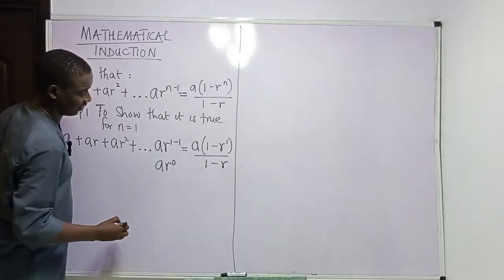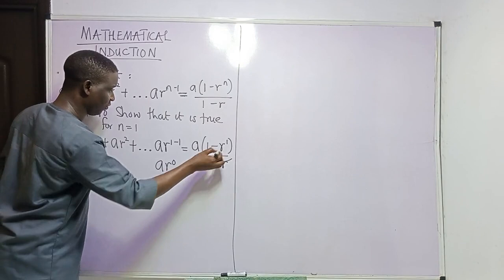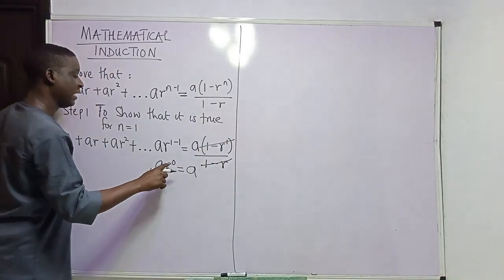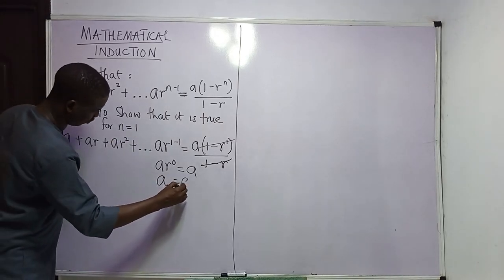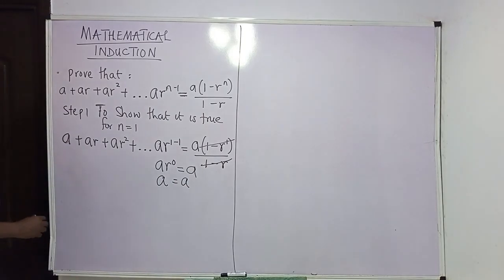Now this will give us ar raised to 0. This one will cancel this one, and we are going to have a. Anything raised to 0 is 1. Yes, it is. So a equals a. Therefore, step 1 is valid. It is proved already. So what we are going to do now is step 2.